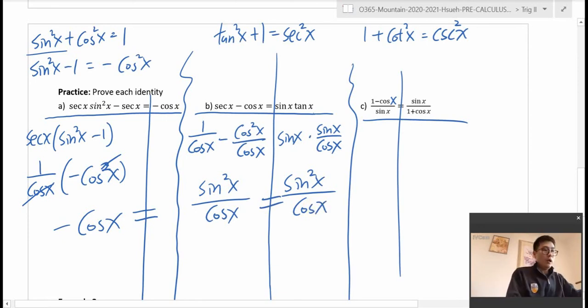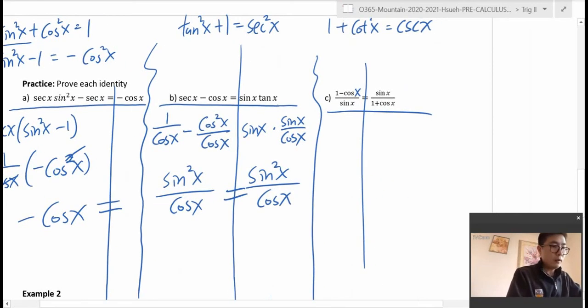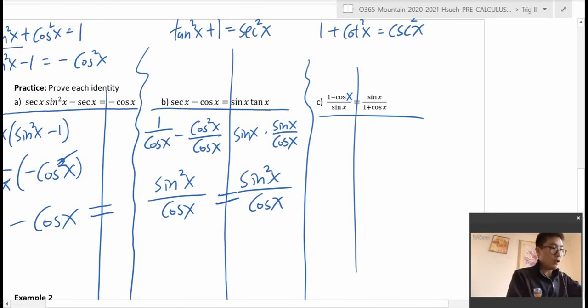Okay. The third one here is again another example where we should multiply by its conjugate, because this is 1 plus cosine in the denominator.